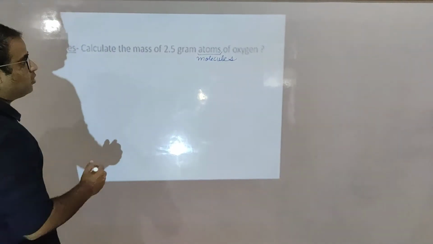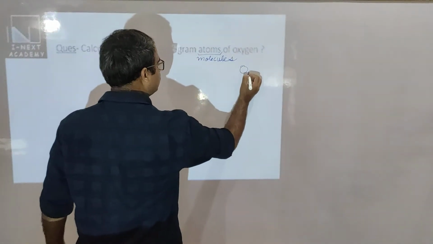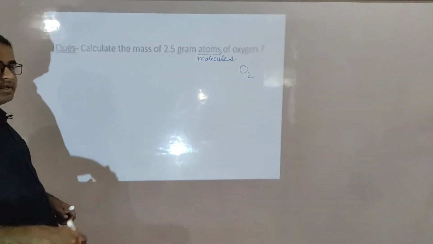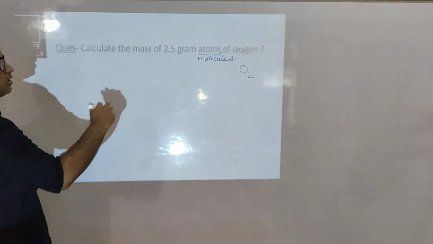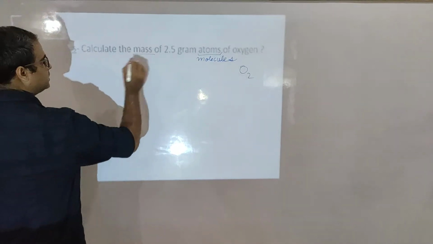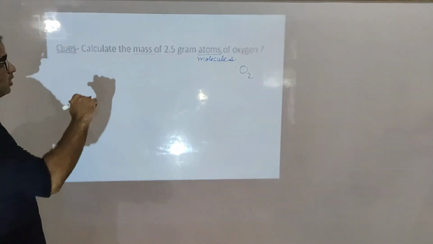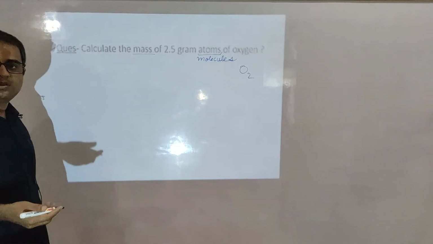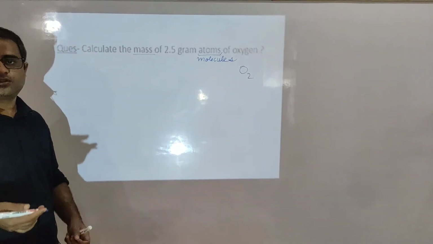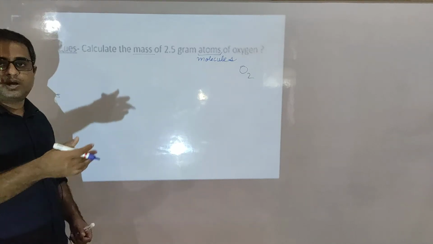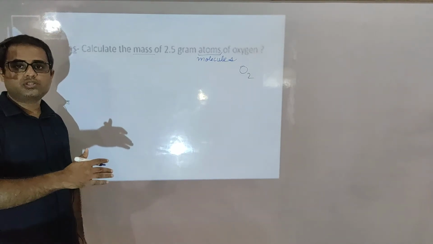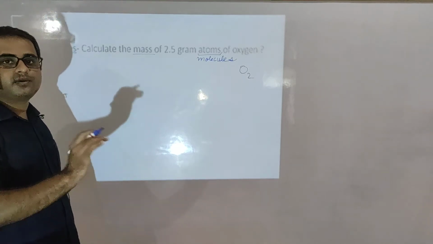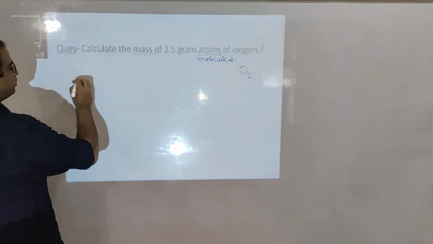We know that the oxygen molecule is O2, and the molar mass for O2 is 32. Now we will solve this question. Here mass is asked. For calculating mass, when we know the number of moles, we will use a simple formula: mass will be equal to number of moles multiplied by molar mass, or gram molecular mass.